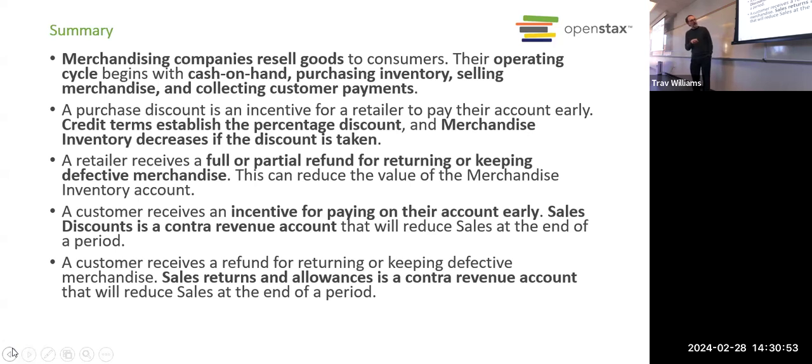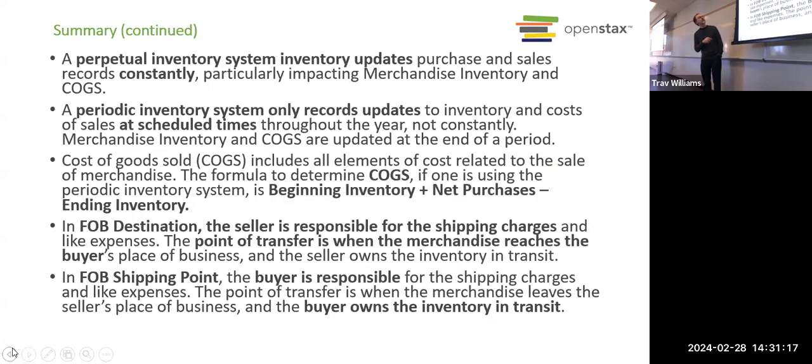All right, I mentioned this also, the sales discount is a contra revenue account, right? Because you take your gross sales and you subtract sales discounts. It reduces your net sales. Same thing with sales returns and allowances. Those are also contra revenue accounts. They reduce your net sales.